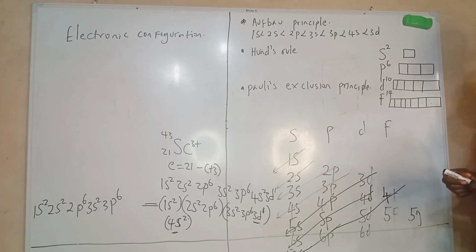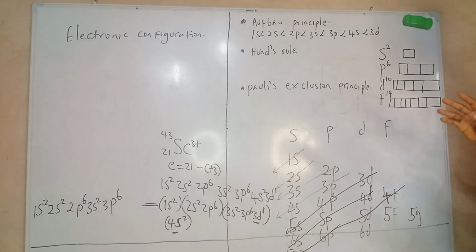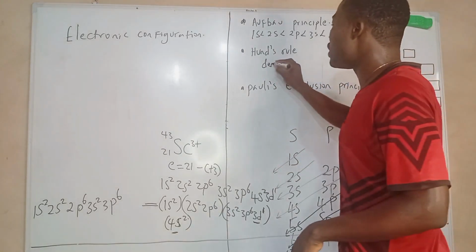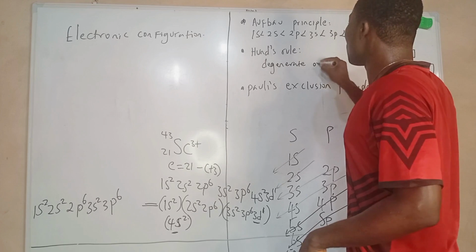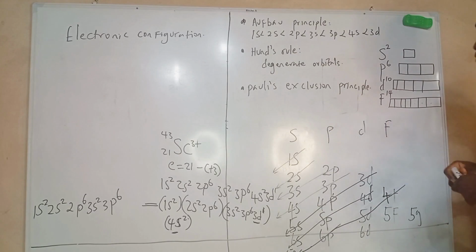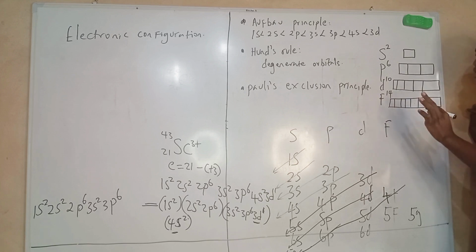What about Hund's rule? Hund's rule of maximum multiplicity. Hund's rule states that when filling electrons into degenerate orbitals, it has to do with degeneracy. When filling electrons into degenerate orbitals, we fill singly before pairing. Yes, fill singly before pairing.